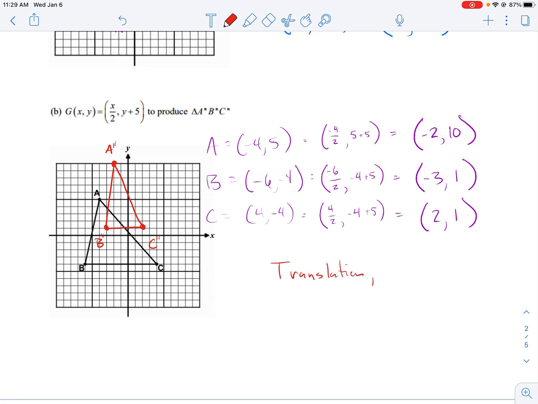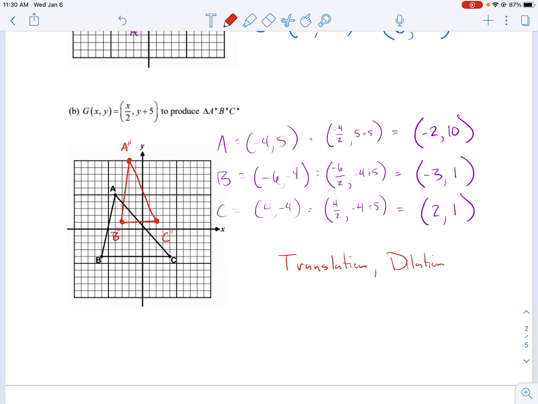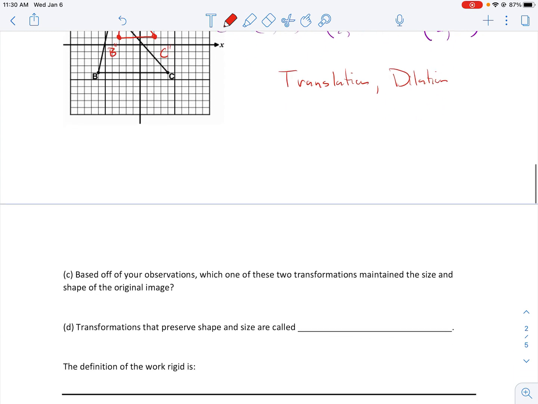We moved up 5 spaces, but then it's also a dilation in the sense that we shrunk our x values. As you can see, our triangle appears to be a lot smaller than it did before. And so, the question below asks, based off your observations, which one of these 2 transformations maintained the size of the original shape? And I would say the first transformation.